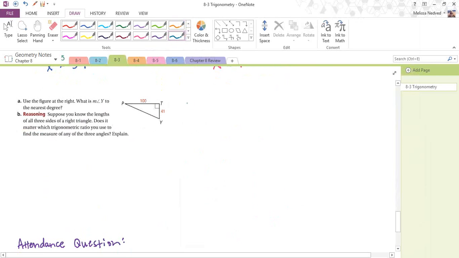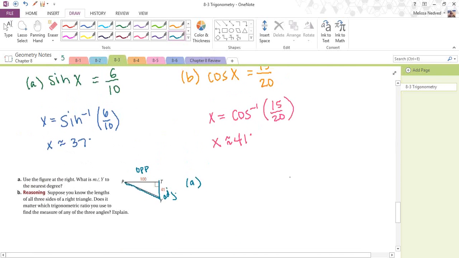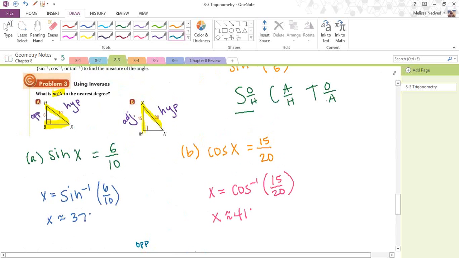Let's see here. So part A, what is the measure of angle y? Here's angle y. Which sides do I know? Well, this is y. This 100 is my opposite. The hypotenuse is across the right angle. I don't know that. 41 is my adjacent. So which trig function am I going to use if I know the side lengths of my opposite and adjacent? Tangent, or TOA.